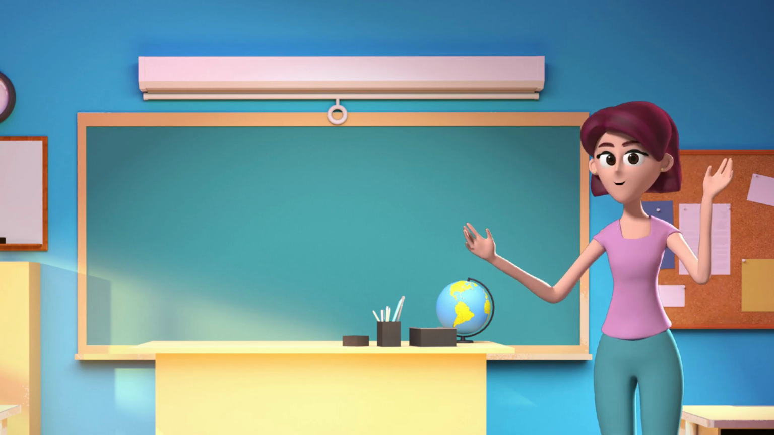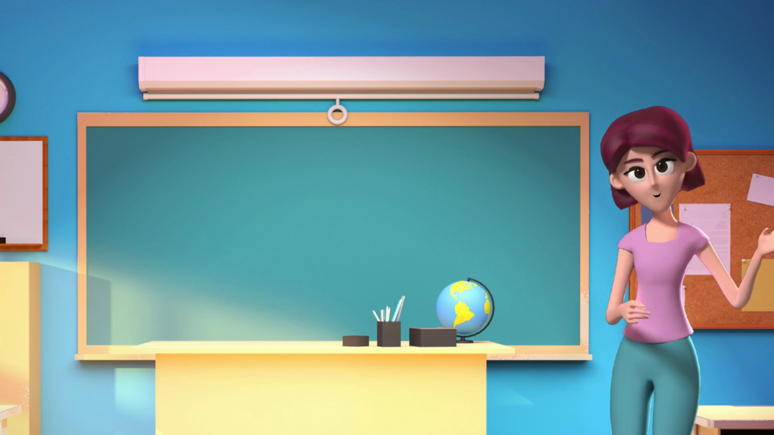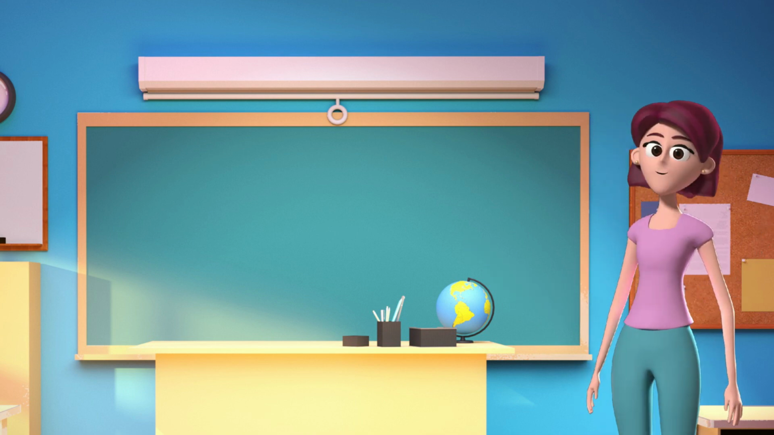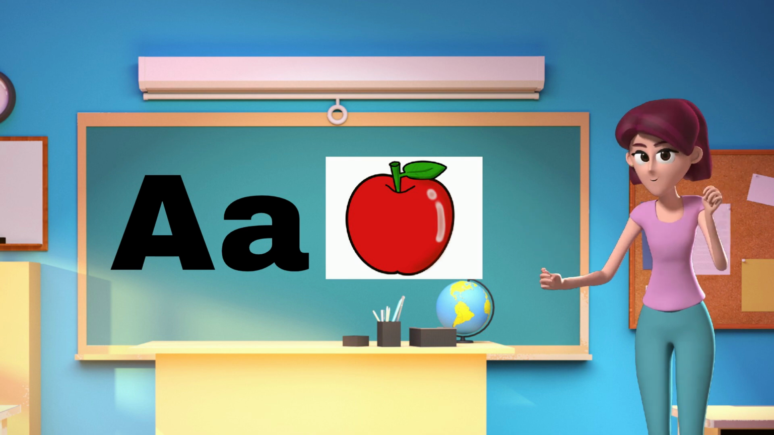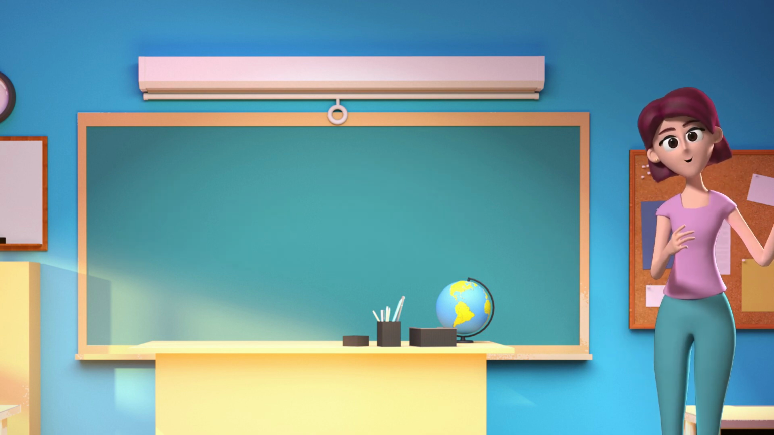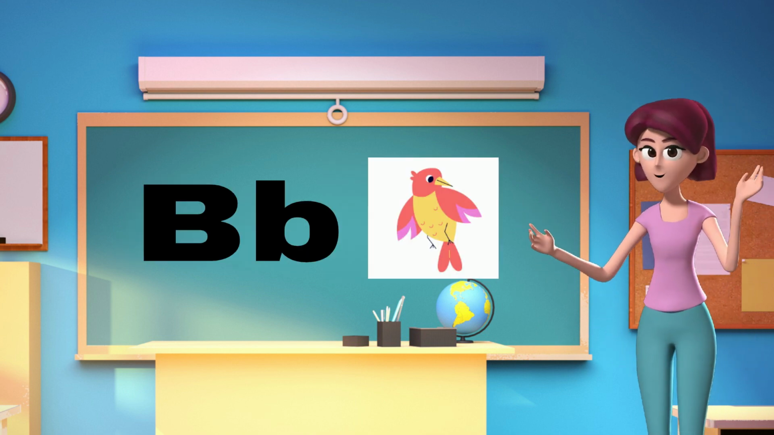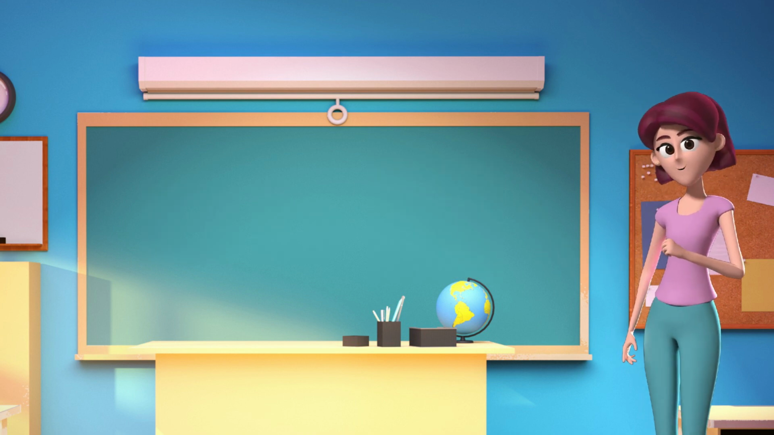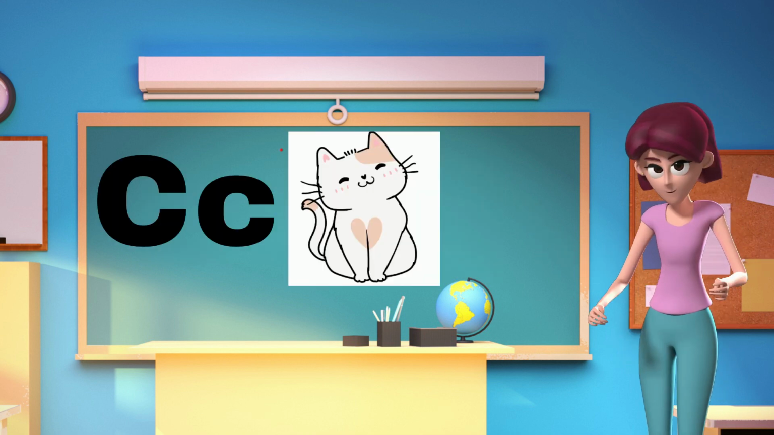Now it's time to look at the alphabet. We will break it down into small chunks to learn bit by bit. A. Apple. B. Bird.